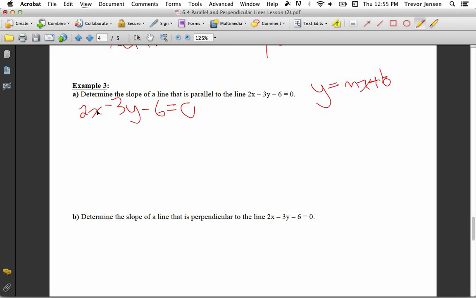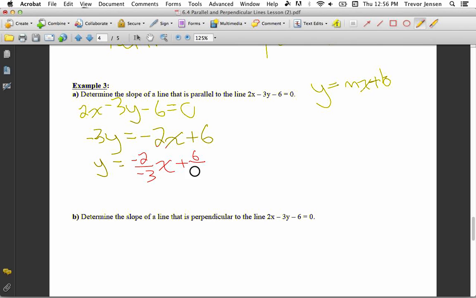So I'm going to start by isolating the term with the y. I'm going to get the negative 3y by itself by moving the 2x to the other side, it becomes a negative 2x, and moving the negative 6 to the other side, it becomes a plus 6. Now I'm going to get the y by itself. Right now it's being multiplied by negative 3, so I must divide both terms on the other side by negative 3. So negative 2 divided by negative 3 x plus 6 divided by negative 3. Now I'll simplify. Negative 2 divided by negative 3, the negatives cancel out, so that's just 2 over 3 x. And then 6 divided by negative 3 is negative 2. So there's the equation of the line.